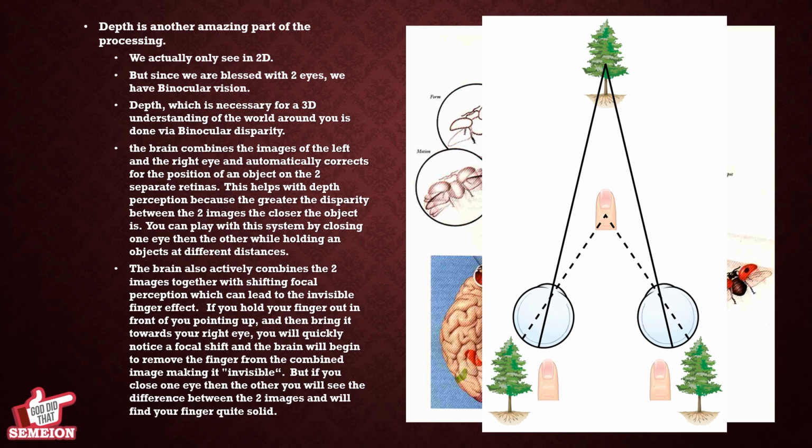The brain also actively combines the two images together with shifting focal perception, which can lead to the invisible finger effect. If you hold your finger out in front of you pointing up, and then bring it towards your right eye, you will quickly notice a focal shift and the brain will begin to remove the finger from the combined image, making it invisible. But if you close one eye then the other, you will see the difference between the two images and you will find your finger to be quite solid.